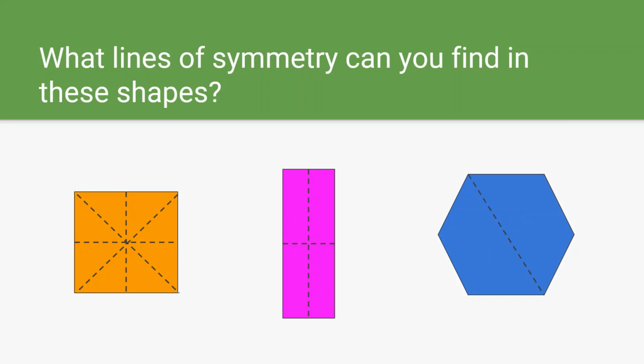Here's another line of symmetry. And another line of symmetry. Maybe you found this line of symmetry. Look at that! 6 lines of symmetry in the blue hexagon.